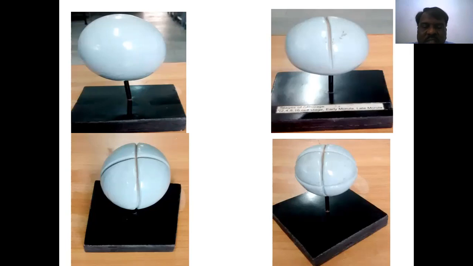If it is XX, that is female. If XY, that is male. See here the models, how the cleavage occurs, from a single cell. Actually, the pronuclei and these two cells are there, a large cell and a small cell. First the large cell divides, so two cells become three cells. Then the small cell divides and four cells form.